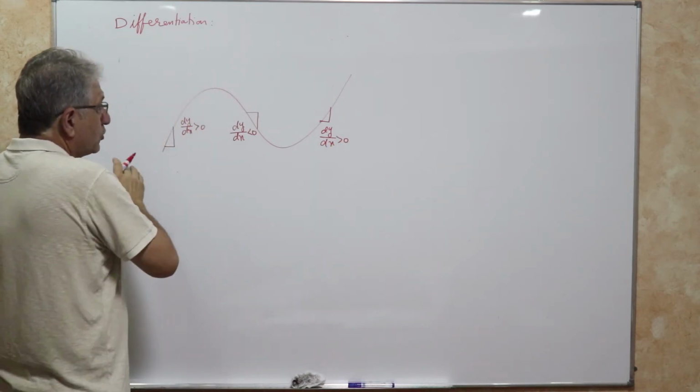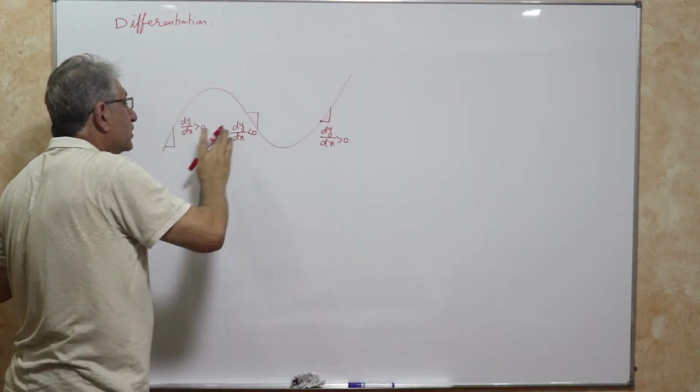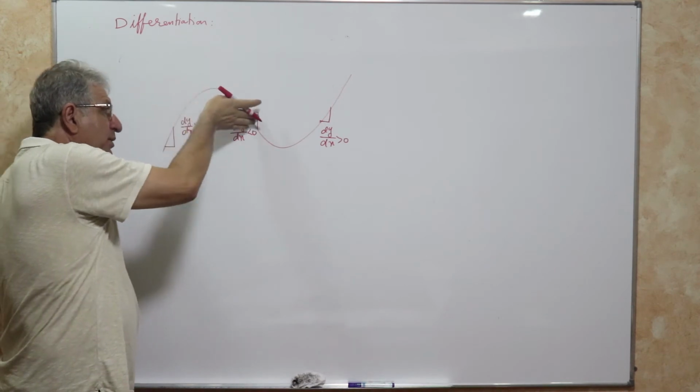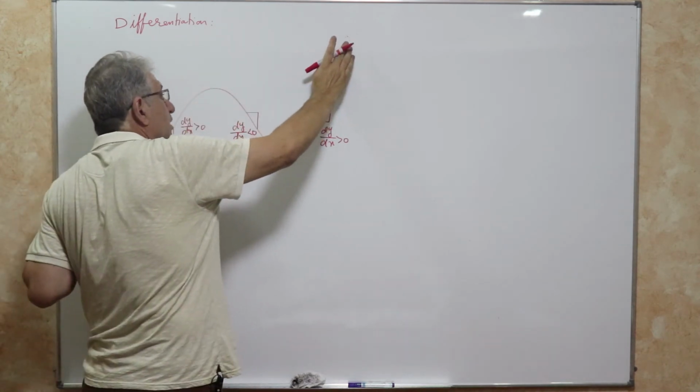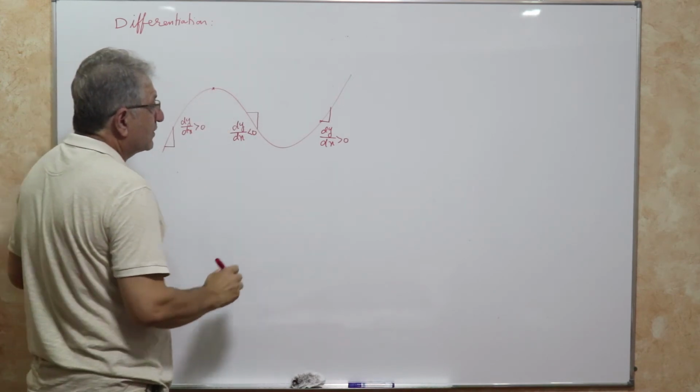Okay, look at your curve. This curve goes up, comes down, and goes up. Therefore, dy by dx is positive, dy by dx is negative, dy by dx is positive. What will happen at this point? And what will happen at this point?